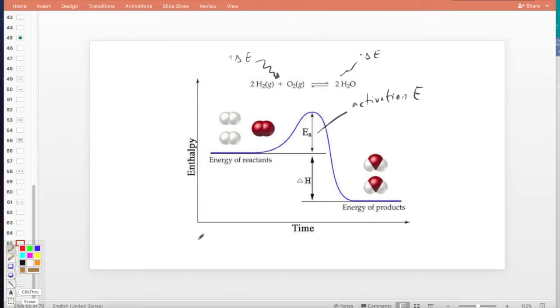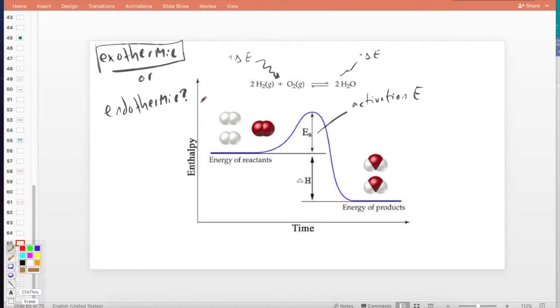From this graph, can you tell me, was this reaction an exothermic reaction or was it an endothermic? The answer is that this is an exothermic reaction. And here's how we can tell. The products end up at a lower energy state compared to the reactants. So overall, from beginning to end, there was a decrease in energy. That's the definition of exothermic. The system has experienced an overall decrease in energy.